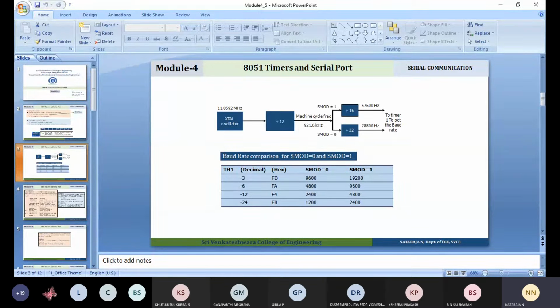If I divide 57,600 by 3, you will get 19,200. Similarly, for 6 it will be 9,600, for 12 it is 4,800, and for 24 it will be 2,400. If I compare SMOD 0 to SMOD 1, obviously it is double the baud rate. Like this, we increase the baud rate.